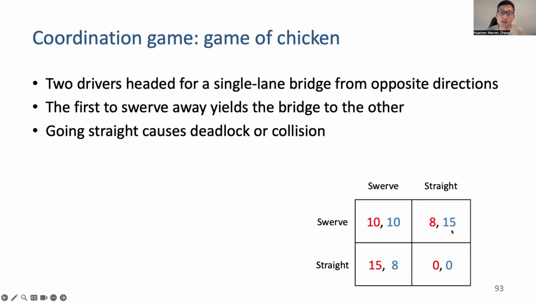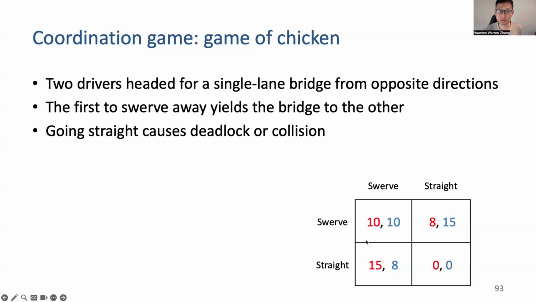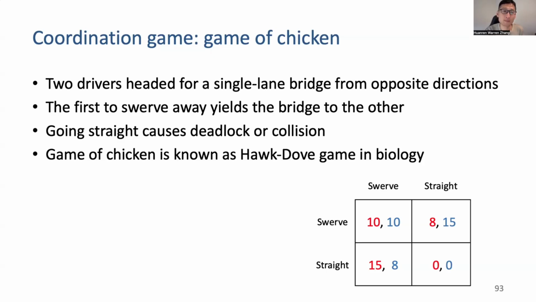Right? So to summarize this game, it can be illustrated as a payoff matrix like this. Because it's a coordination game, the best action depends on the other player's action, right? So if the other person chooses to swerve, it's best for you to go straight, right? If the other goes straight, then it's best for you to swerve. So just choose different actions. That's why it's also called an anti-coordination game, right?